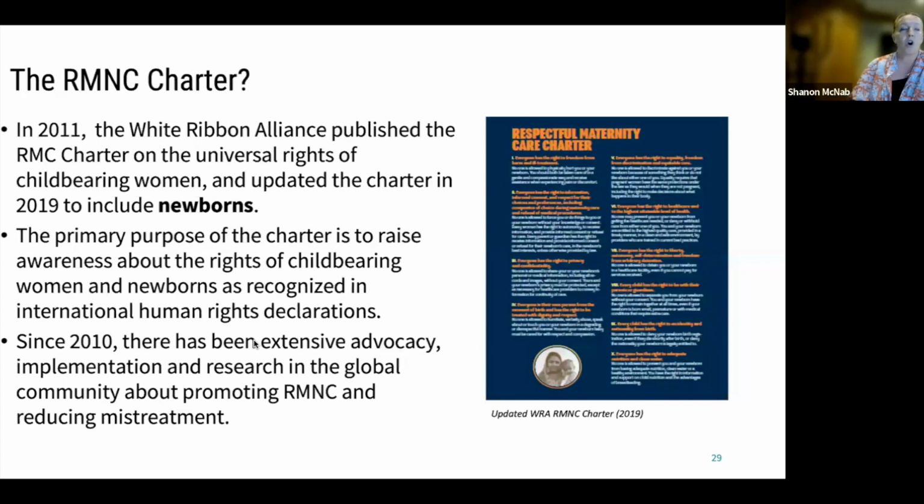But the charter was, at the time, and still remains very important to those of us working in this space, as it grounded our call for respectful care in the language of human rights, right? This wasn't something nice or extra on the side, a feel-good element. This was something that every woman and newborn deserved and was a human right. And the charter has also since been used in several countries and settings as both a tool for advocacy, but also a tool that can be adapted for facilities or different audiences for their own particular contexts.